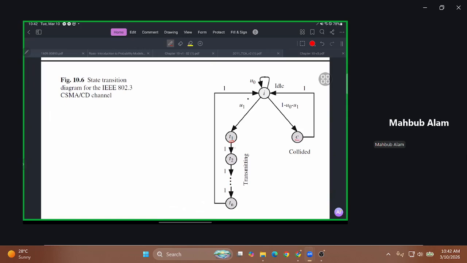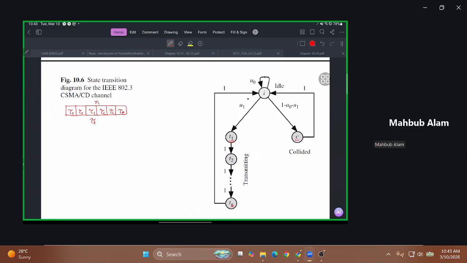Then we assume that a successful transmission has started, and the subsequent states of the Markov chain will be T2, T3 up to Tn. Why so? As we assume that the transmission time, which we consider as tau sub t, is divided into n slots. Each of the slots has a duration tau c. How many? n.